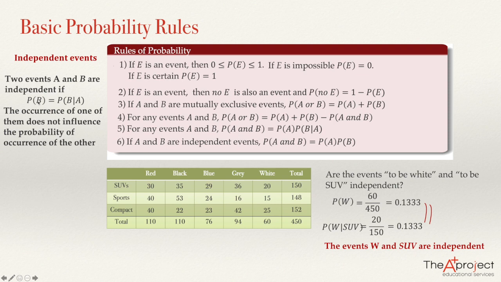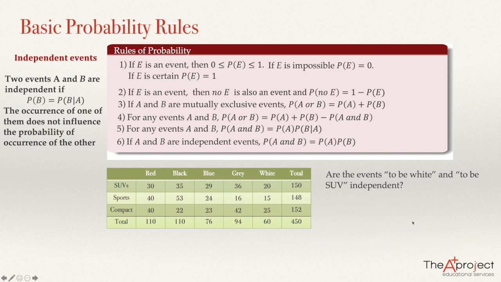The probability of B is the same as the probability of B given A, because this is something that you can check. You just compute the probability. If the fact that one of them happened changes the probability of the other, then they are not independent. If they are the same, then they are independent. Are the events to be white and to be SUV independent? And we notice that they are independent.